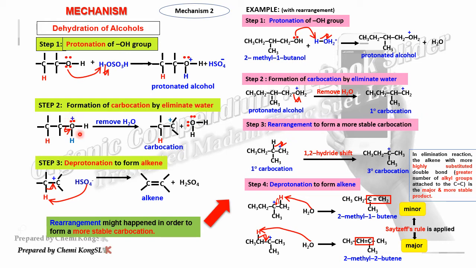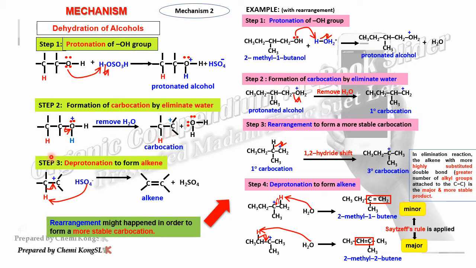So this one is the protonated alcohol. It will eliminate H2O. So the bond points to the oxygen atom, and then H2O is removed. Now it forms a carbocation. So when you write down the mechanism, please write down the class of carbocation. It can help you to determine whether this is a stable or unstable carbocation. Okay, later we check the real example.